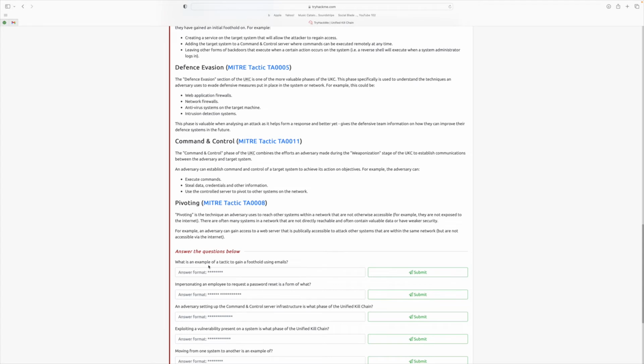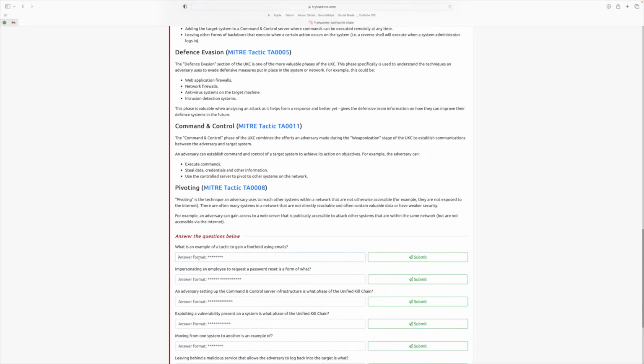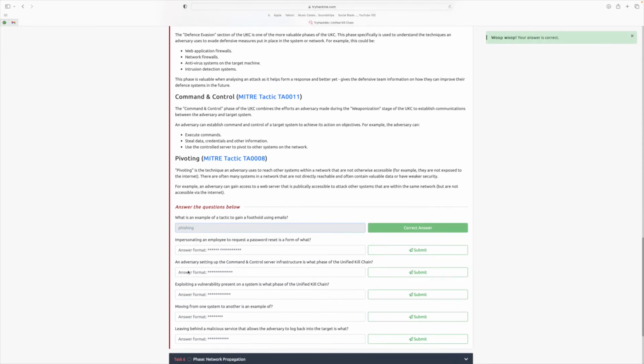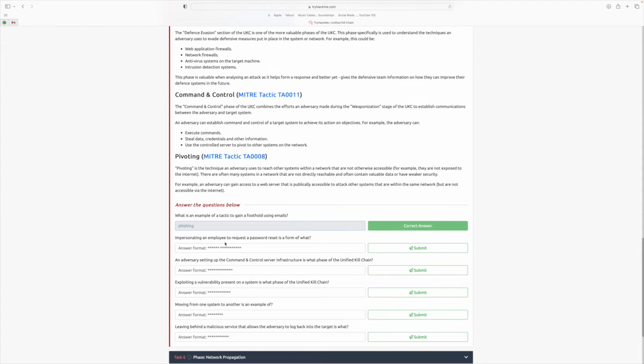What is an example of a tactic to gain a foothold using email? That's going to be phishing. Impersonating an employee to request a password reset is a form of what? Social engineering.